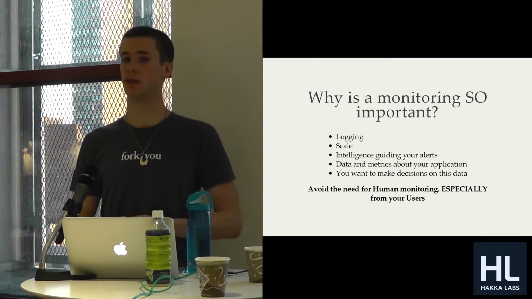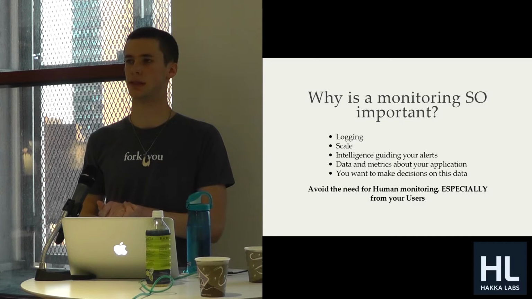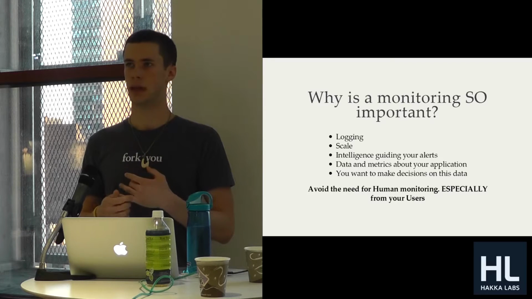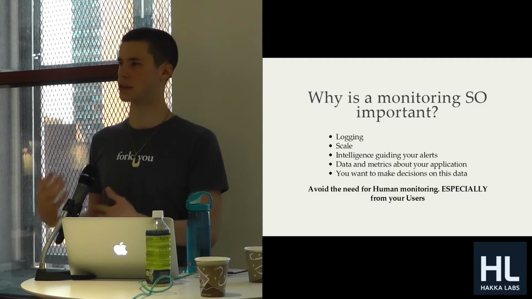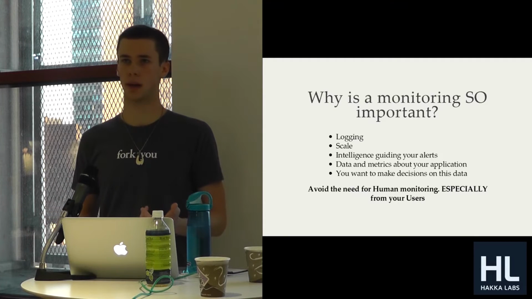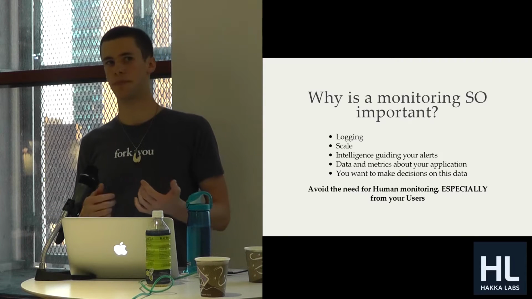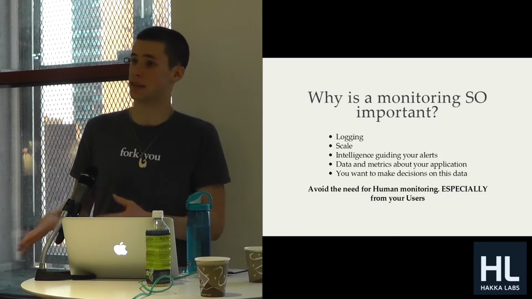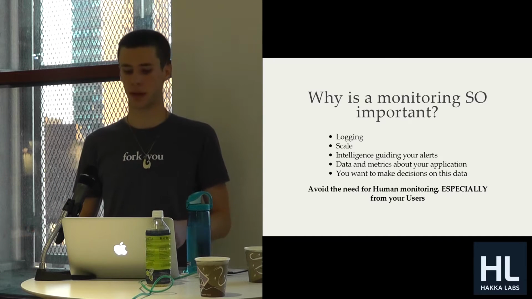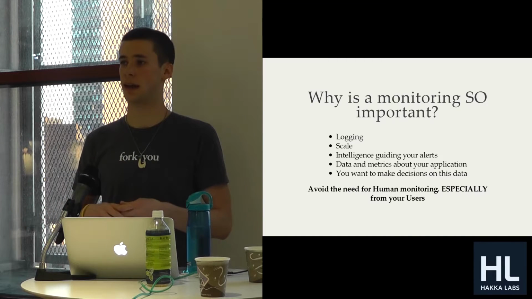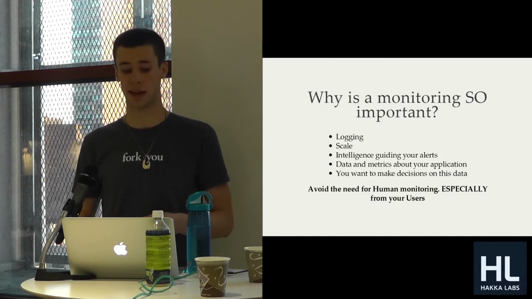Intelligence guiding your alerts. So now you had your processes that, all right, if it crashed, send you an email. But what if you didn't want to do that every time? What if there are certain areas that you recovered from? What if there's more data that you can gather from when something goes wrong? This is where you want to start sending out more data and maybe make decisions based on that data.